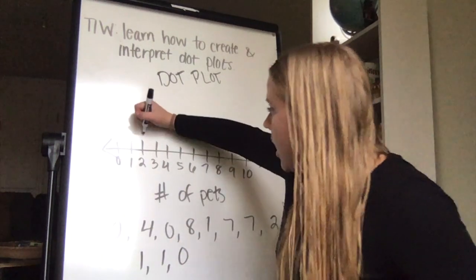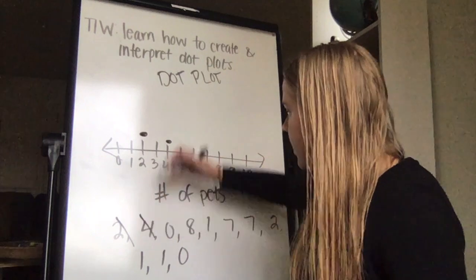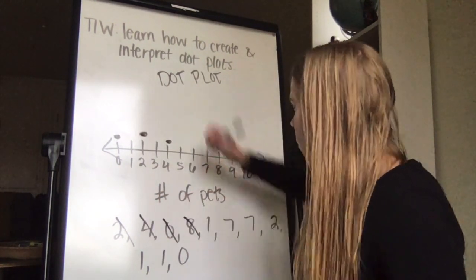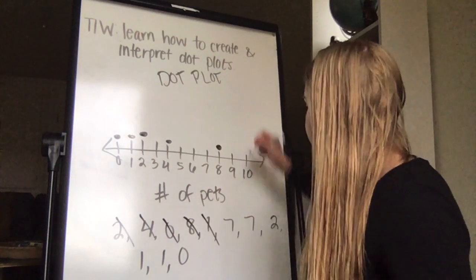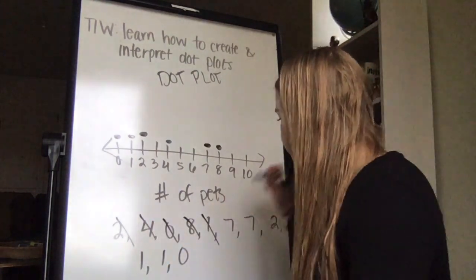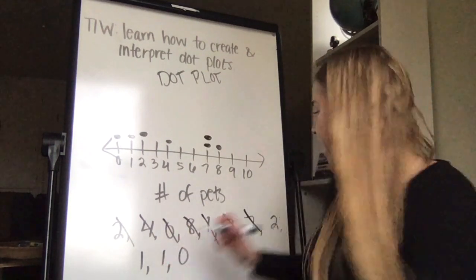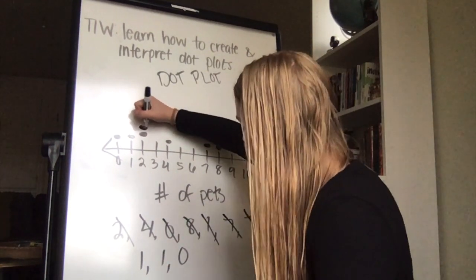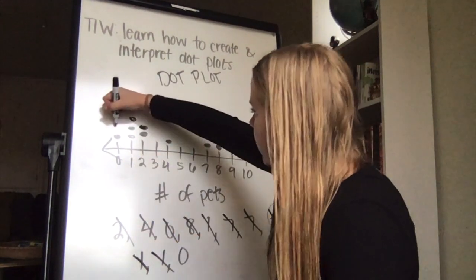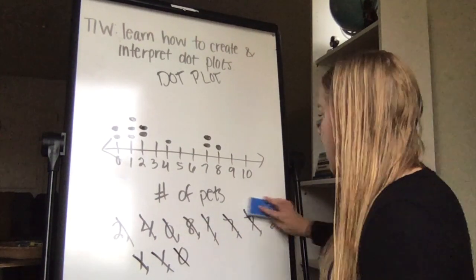So I have a 2, I'm going to put a dot above the 2. I have a 4, I put a dot above the 4. A 0, I put a dot above the 0. 8, 1, 7. All right, and if you get a double, so if you get a repeat of a number, all you do is put your second dot on top of that dot. And another 2, 2 more 1s, and another 0.